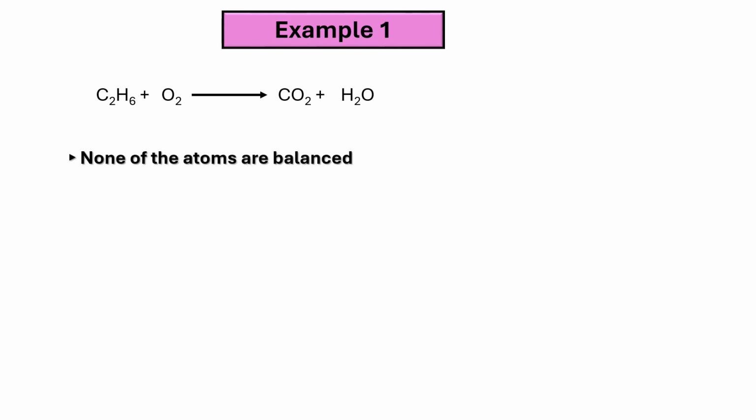Example number 1, let's say we have ethane reacting with oxygen to produce carbon dioxide plus water. Nothing is balanced so far. We look at carbons. We have two carbons on the reactant side, only one carbon on the product side. Six hydrogens on the reactant side, but only two hydrogens on the product side. Lastly, we have 2 oxygen on the reactant side and 3 oxygen on the product side. So we need to balance everything.